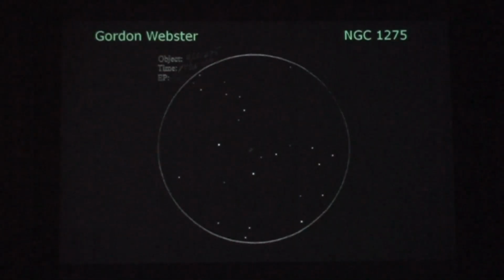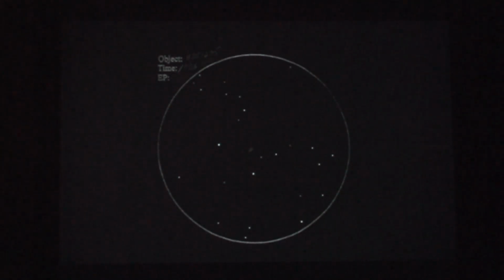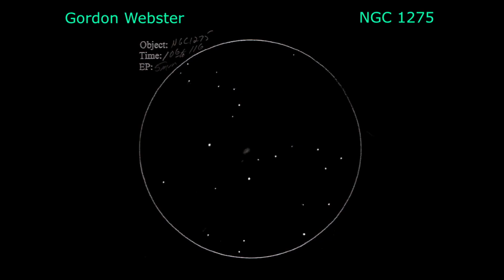This is NGC 1275. It's also known as Perseus A. It's a strong radio source in Perseus, and it's the brightest galaxy in the Perseus cluster. And this is done in my backyard in Orleans, right near the park and ride, with all the lights. But we had a really good night, and I actually picked up this galaxy. Again, I'm hoping to get out to a darker site, and then hopefully find a few more galaxies right in the same area, because there are a lot of them.